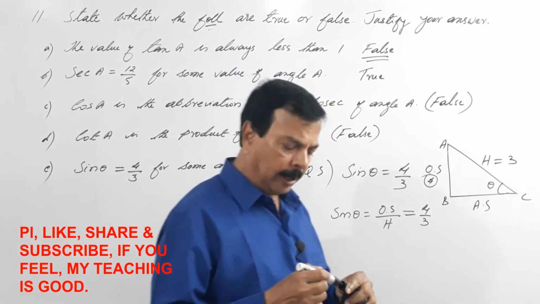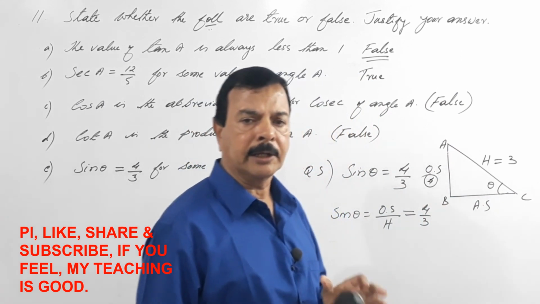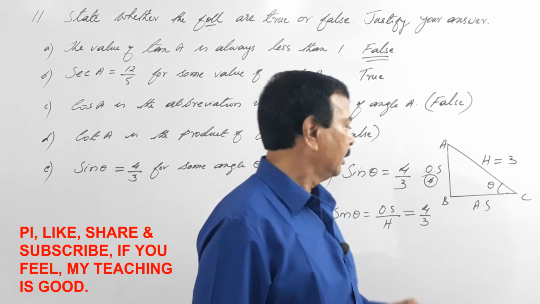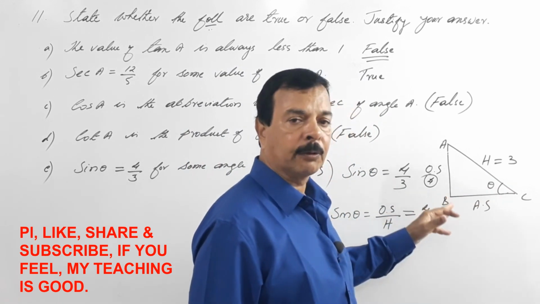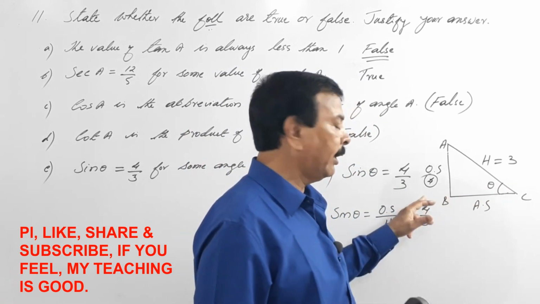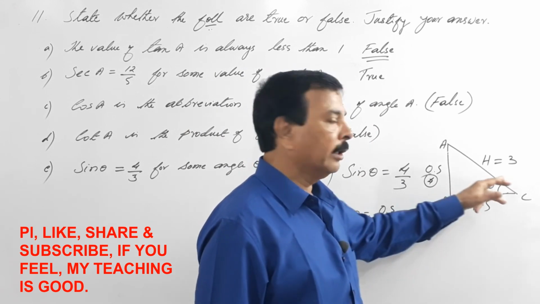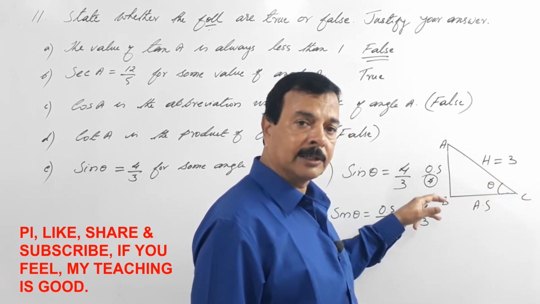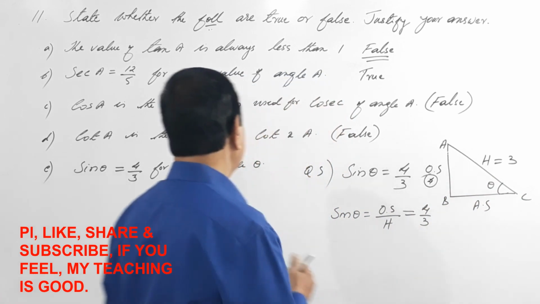In the right angle triangle we know that the longest side is nothing but the hypotenuse. But here the opposite side is 4. Is it possible to have a right angle triangle where the hypotenuse is less than the adjacent side? No. So this is false.